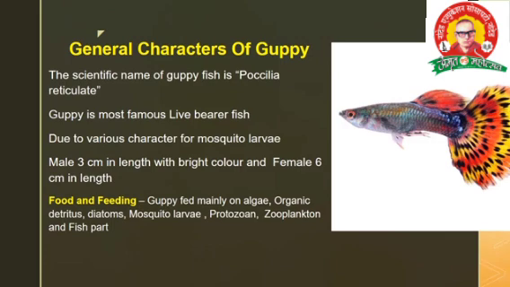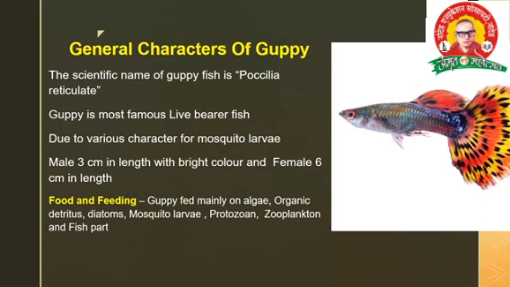About the length, the male is 3 cm in length with bright color. On my right hand side, this is the male with bright color. And the female is yellowish grey and 6 cm in length. Yesterday I told that the male is smaller than the female. Male is small and female is large or long in size. This is the first difference between the male and the female. On my right hand side there is the male guppy fish.